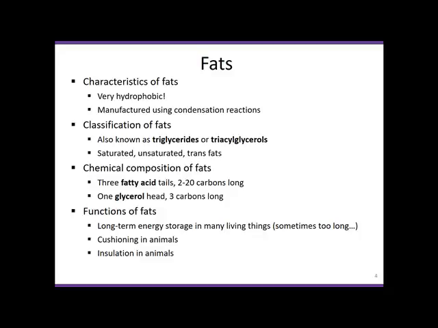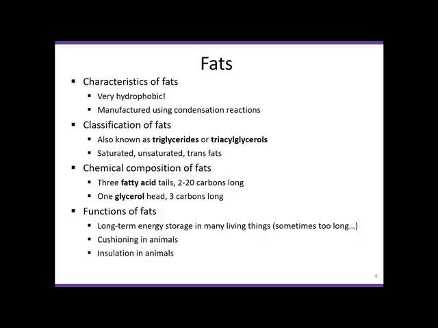Now, fats are manufactured using condensation reactions. We will see that on the next slide. So they kind of sort of do follow that monomer-polymer thing, but as I said before, it's a little weird how that works. Let's leave that behind for now.